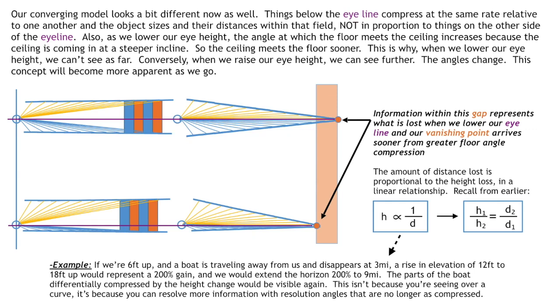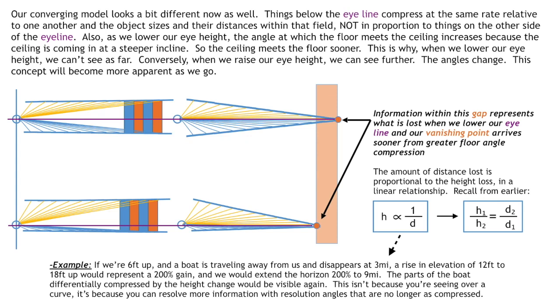So our converging model looks a little bit different now. Things below the eye line compress at the same rate relative to one another, and the object sizes and their distances within that field, but not in proportion to the things on the other side of the eye line. Also, as we move lower and we lower our eye height, the angle at which the floor meets the ceiling increases, because the ceiling is coming in at a steeper angle, or steeper incline. So the ceiling meets the floor sooner. This is why when we lower our eye height, we can't see as far. Conversely, when we raise our eye height, we can see further. The angles change. This concept will become more apparent as we go.